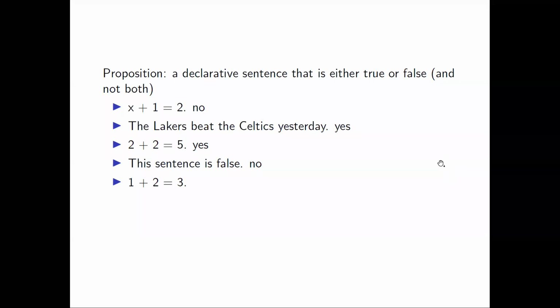And let's consider one last declarative sentence. So we have the sentence 1 plus 2 equals 3. And this sentence does have a value of true or false, and only one of them. And it is true because 1 plus 2 equals 3. So this is a proposition.